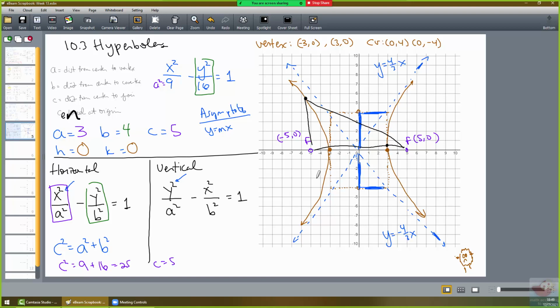So for an ellipse, every point had the same sum of the distances. For a hyperbola, it's the difference of the distances, and that's sort of reflected in the equations themselves. Ellipses had a plus, hyperbolas have a minus.